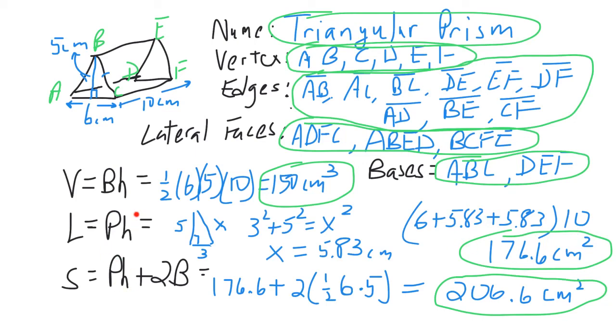So surface area is a duplicate of lateral area, but you need to add the bases as well, which means I need to add the area of the triangle twice. 2 times 1/2, 6 times 5. And that'll get me my answer. Again, cubic units on the volume, square units on both of the areas.